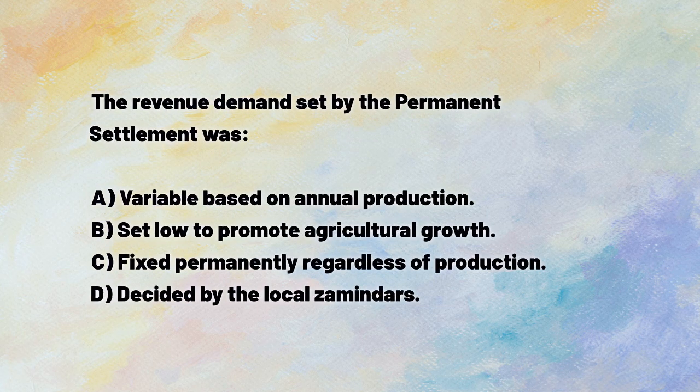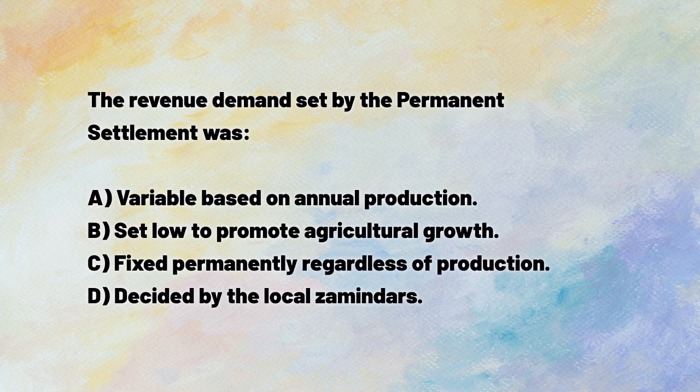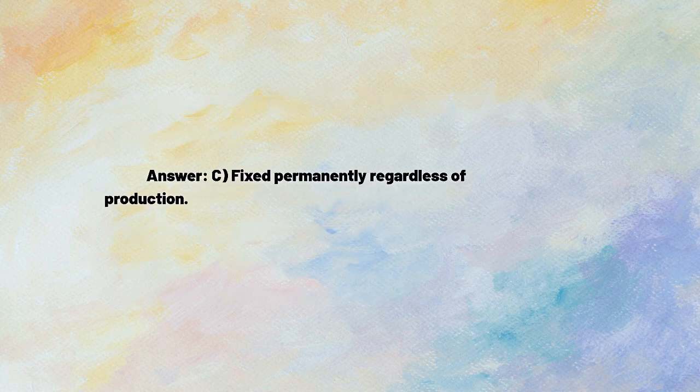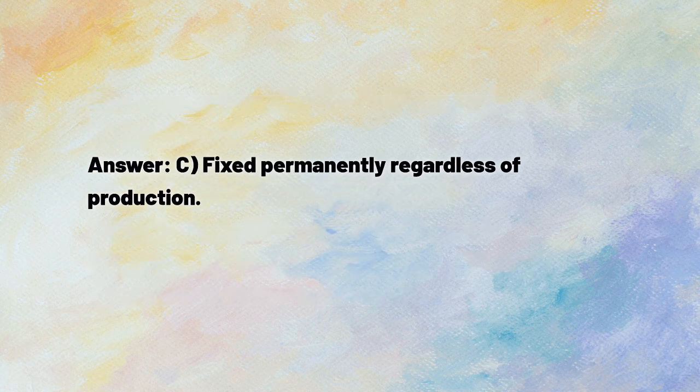The revenue demand set by the permanent settlement was a. variable based on annual production, b. set low to promote agricultural growth, c. fixed permanently regardless of production, d. decided by the local zamindars. Answer: c. fixed permanently regardless of production.